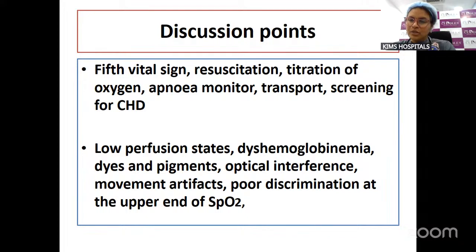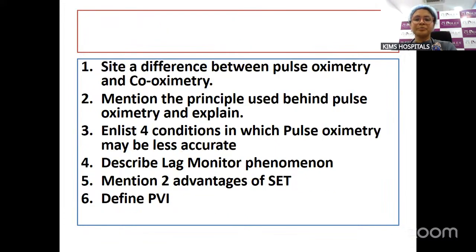So whenever saturations cross 94%, we can never predict how high the PaO2 levels are. It can be anything more than 75 millimeters of mercury. It can go up to 100, 200, 300 millimeters of mercury as well.